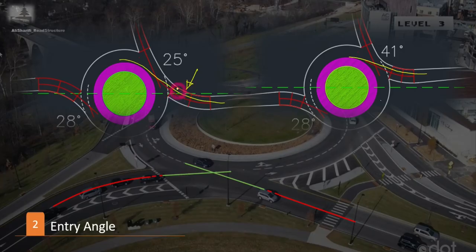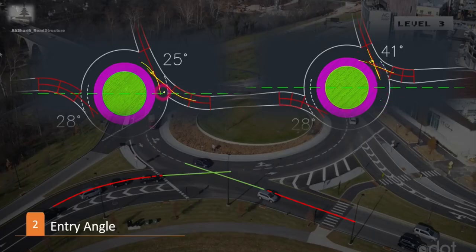But there is an issue. If this angle gets too acute, then the entering and circulating traffic will go through a kind of merging maneuver. Instead here, due to the greater angle, it's more of a crossing maneuver, which is safer and more desirable.